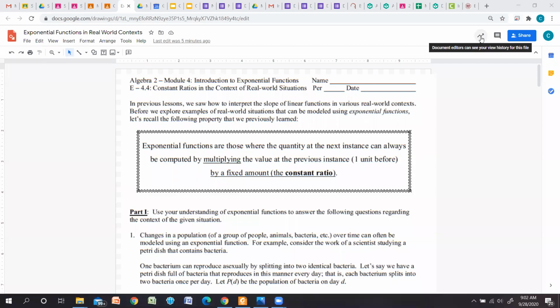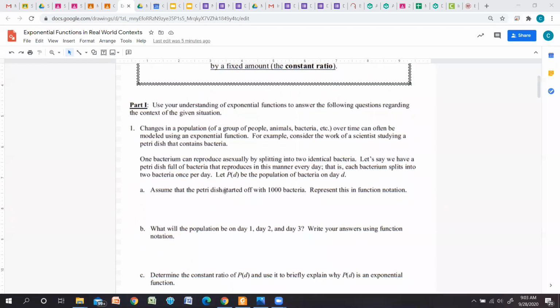So for these real world situations, since we're dealing with exponential functions, you need to find the constant ratio. Remember, the constant ratio is the value that you multiply to get the next output. So you take the previous output, multiply it by the constant ratio to get the next output. So we're just going to look at this first situation.